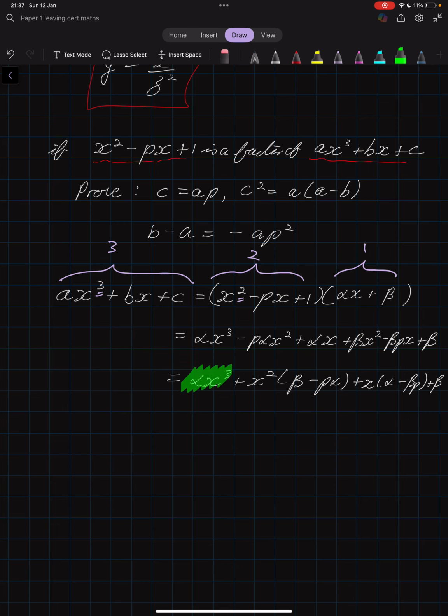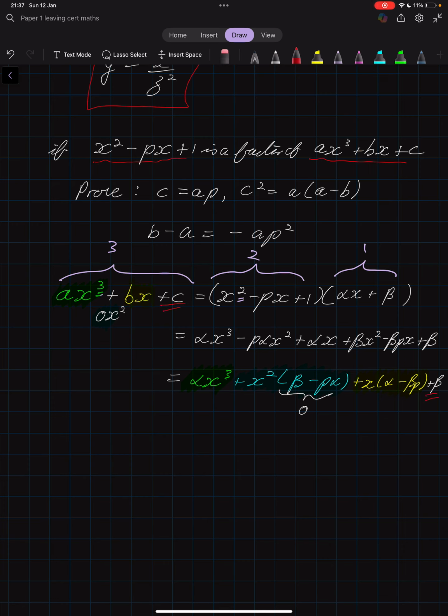This has to be equal to 0 x squared. So this thing has to be 0. This must be equal to this. And then the constant must be equal to the constant. So this is what the identities is.